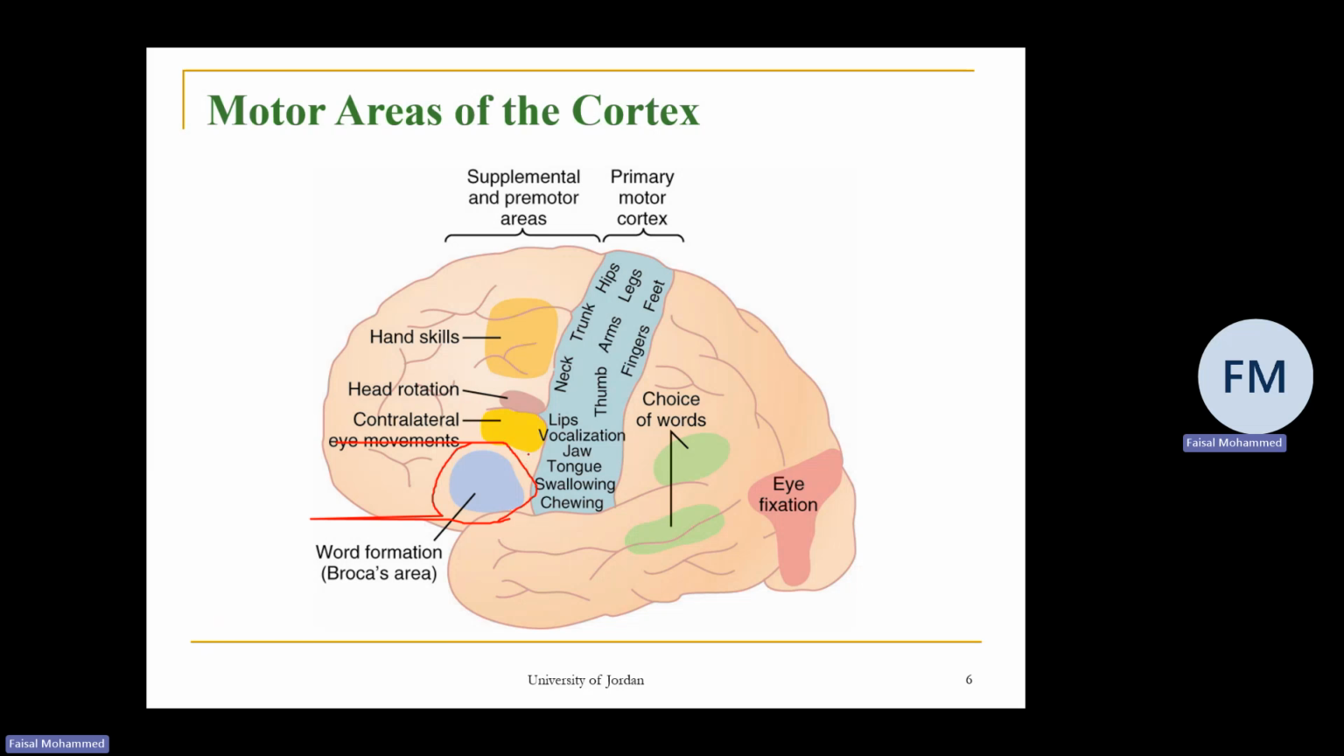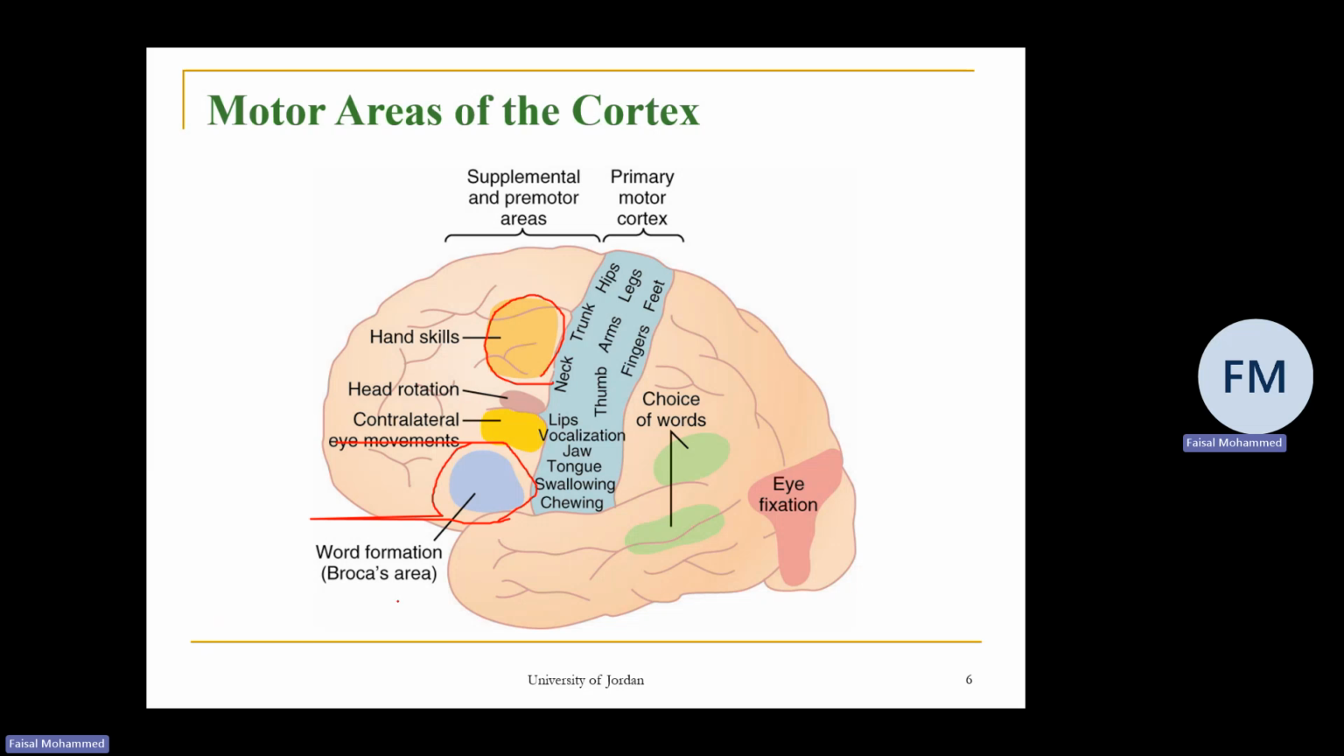Then above it, we have the contralateral eye movement. This is voluntary contralateral eye movement. Then up is head rotation. Then the hand skill movement is on top. The hand skill, like writing, typing, whatever. Then on top we have the lower limb movements. See? So these are the areas.